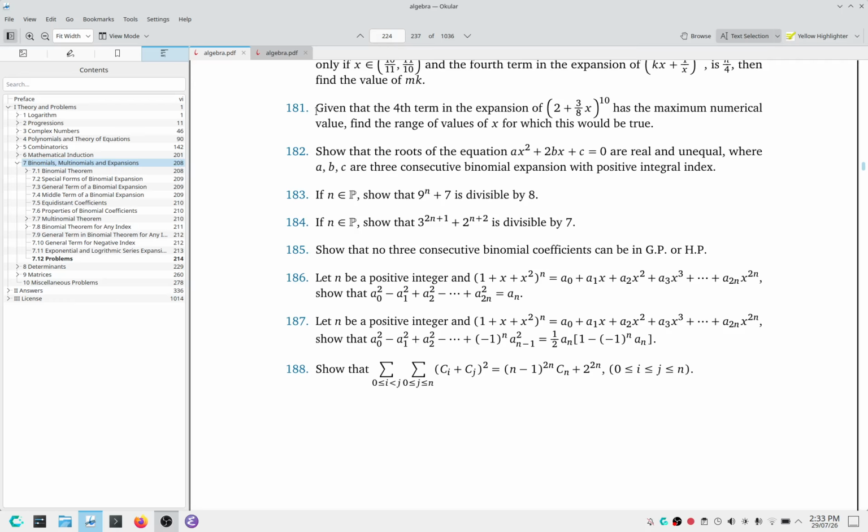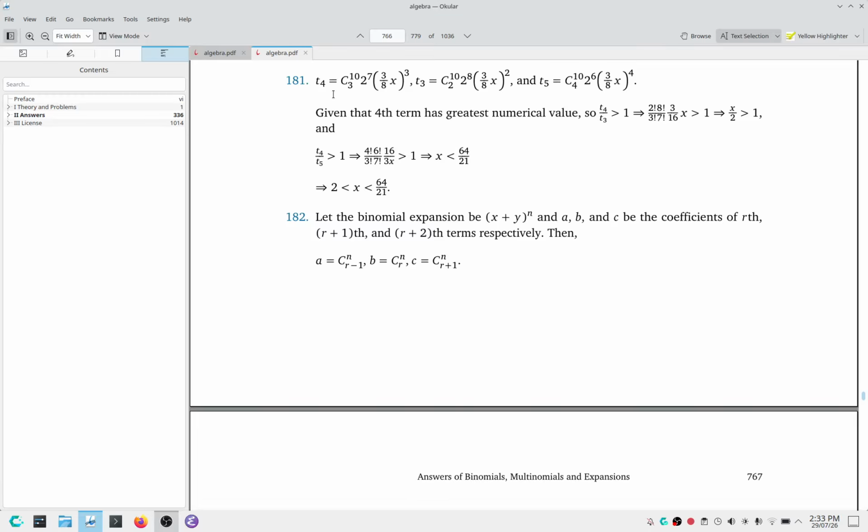Question 181 says that given that the fourth term in the expansion of (2 + 3/8x)^10 has the maximum numerical value, find the range of values of x for which this would be true. So the third term is 10C2 2^8 (3/8x)^2, T4 is 10C3 2^7 (3/8x)^3, and T5 is 10C4 2^6 (3/8x)^4.